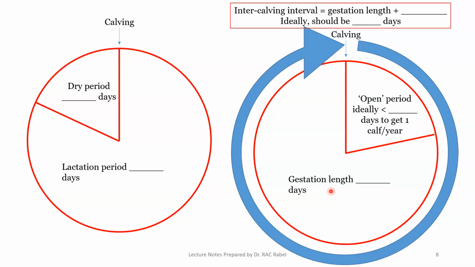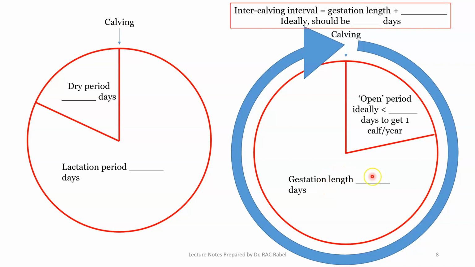As time goes by, people have been selecting for shorter gestation lengths. So nowadays it's not uncommon to see cows with gestation periods shorter than even 275 days, right? But traditionally it was around 282, 285 days, right?